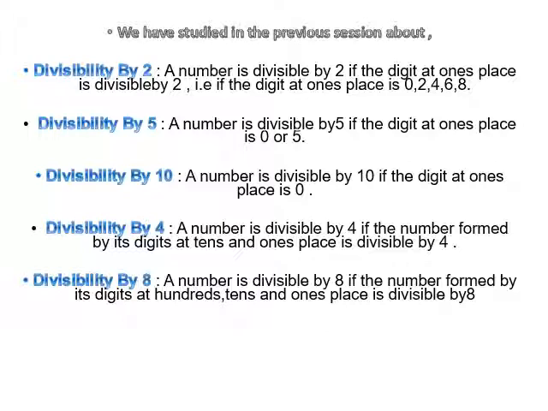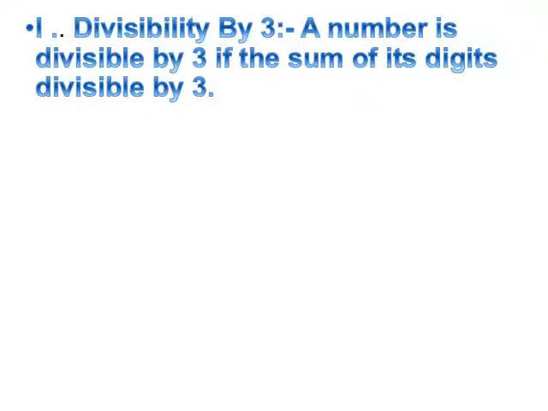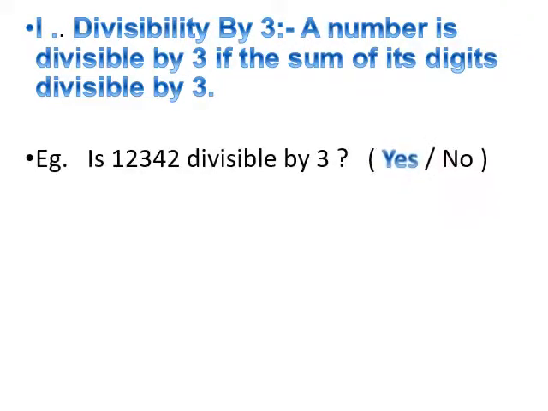So these are the divisibility tests which we have studied in the previous session. Today we are going to study more tests of divisibility. Divisibility by 3. A number is divisible by 3 if the sum of its digits is divisible by 3. See the example. Here we have to add all the digits of the number, so the sum is 12. And as 12 is divisible by 3, the given number is also divisible by 3.